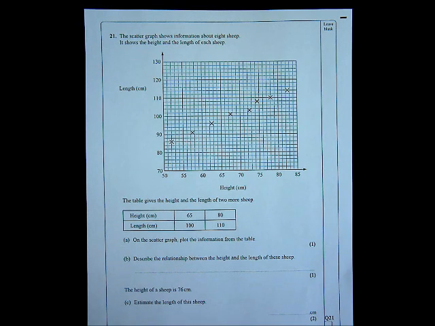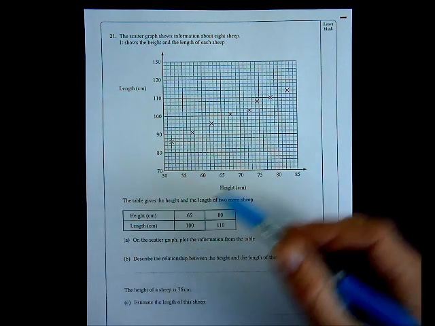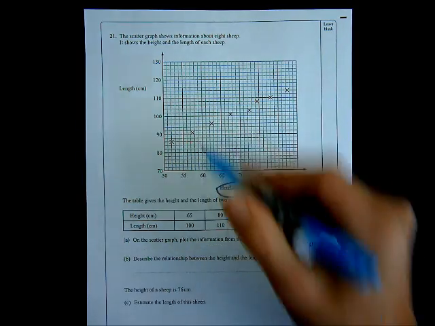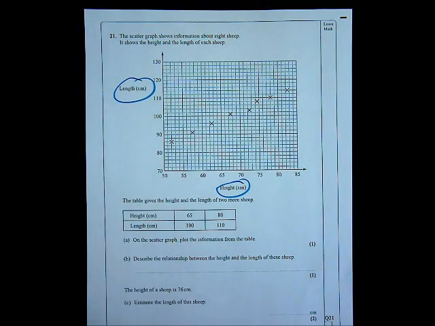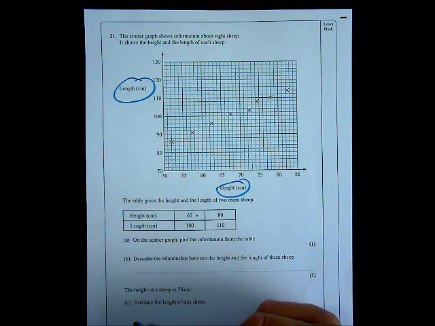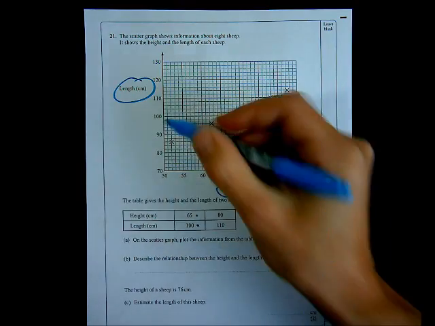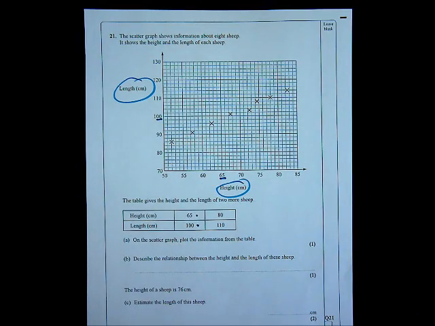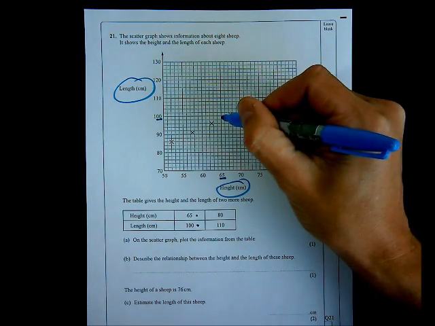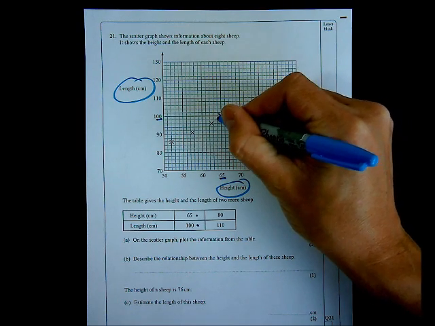On question 21, I'm shown a scatter graph which shows information about 8 sheep, and it is the height going horizontally and the length going vertically. And the table below gives me a couple of extra sheep which I need to add onto the scatter graph. So the first one is at a height of 65, so I'm going to locate that on my horizontal axis, and a length of 100, which I'm going to locate on the vertical axis. And I just need to put a cross at the intersection of those two.